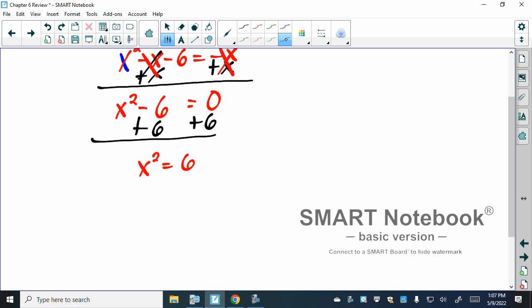Now we would take the square root, so x is equal to plus or minus the square root of 6, because it doesn't have a nice square root.